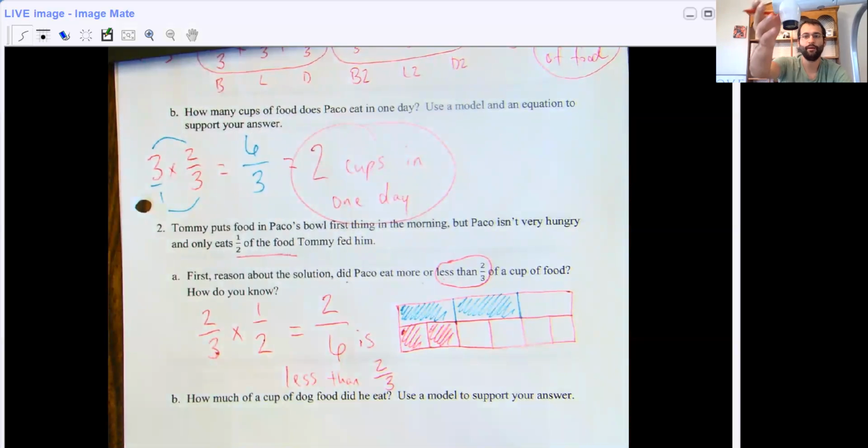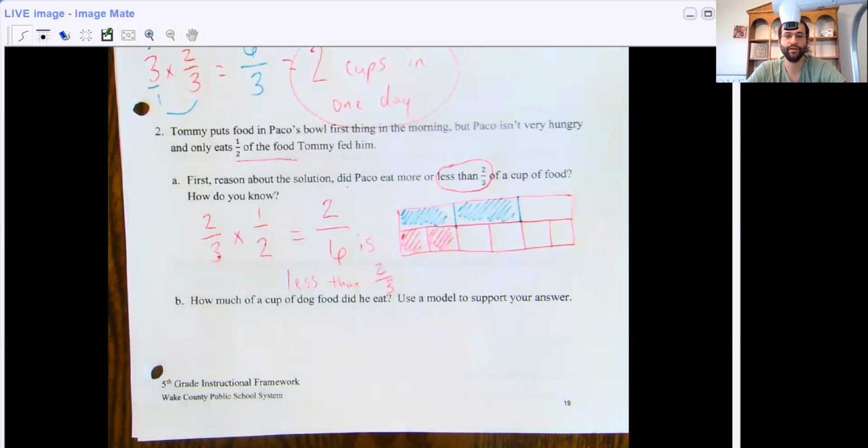And the nice thing about B is I've already solved it. I already did that in part A to solve for my answer, so I can just put what I already have. How much of a cup of food did he eat? Use a model to support your answer. He ate 2/6 of a cup.